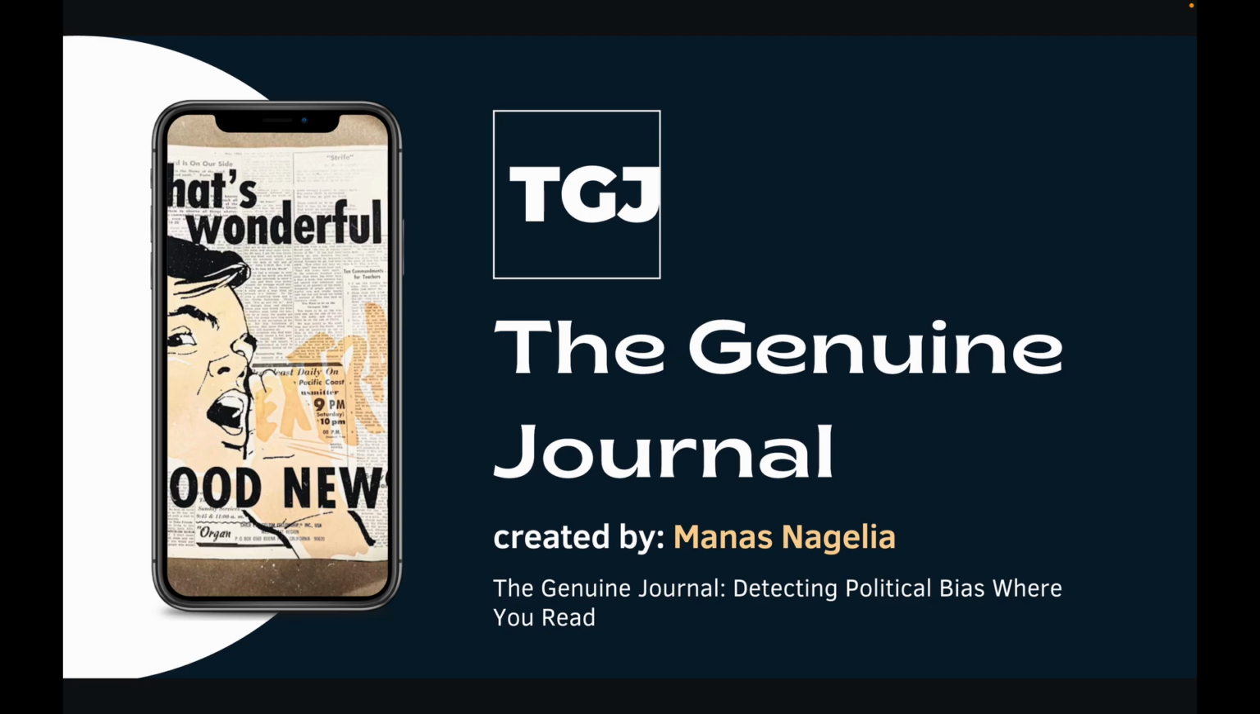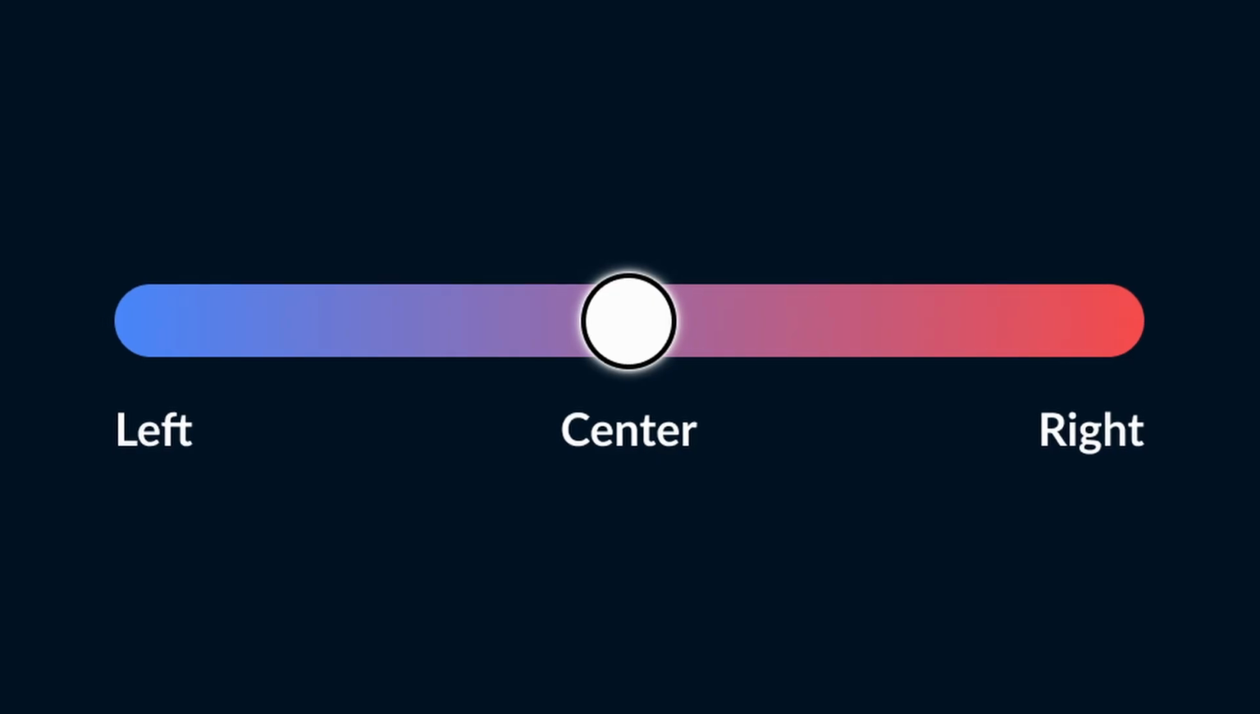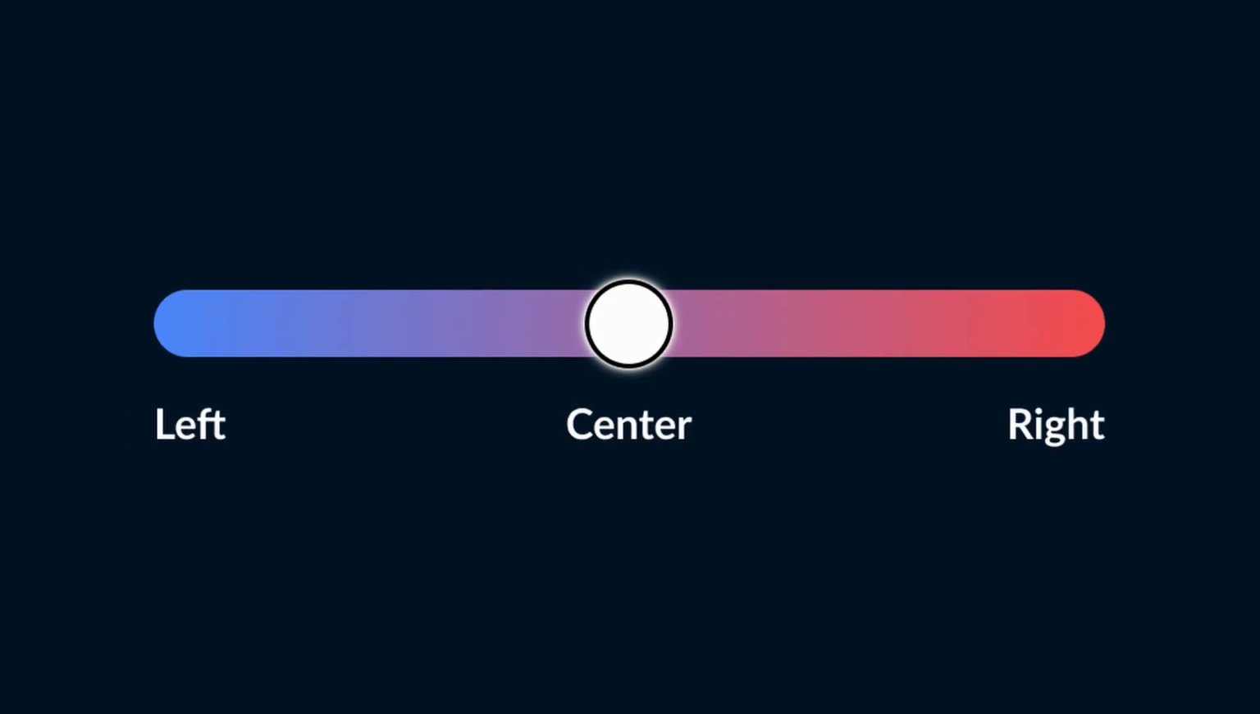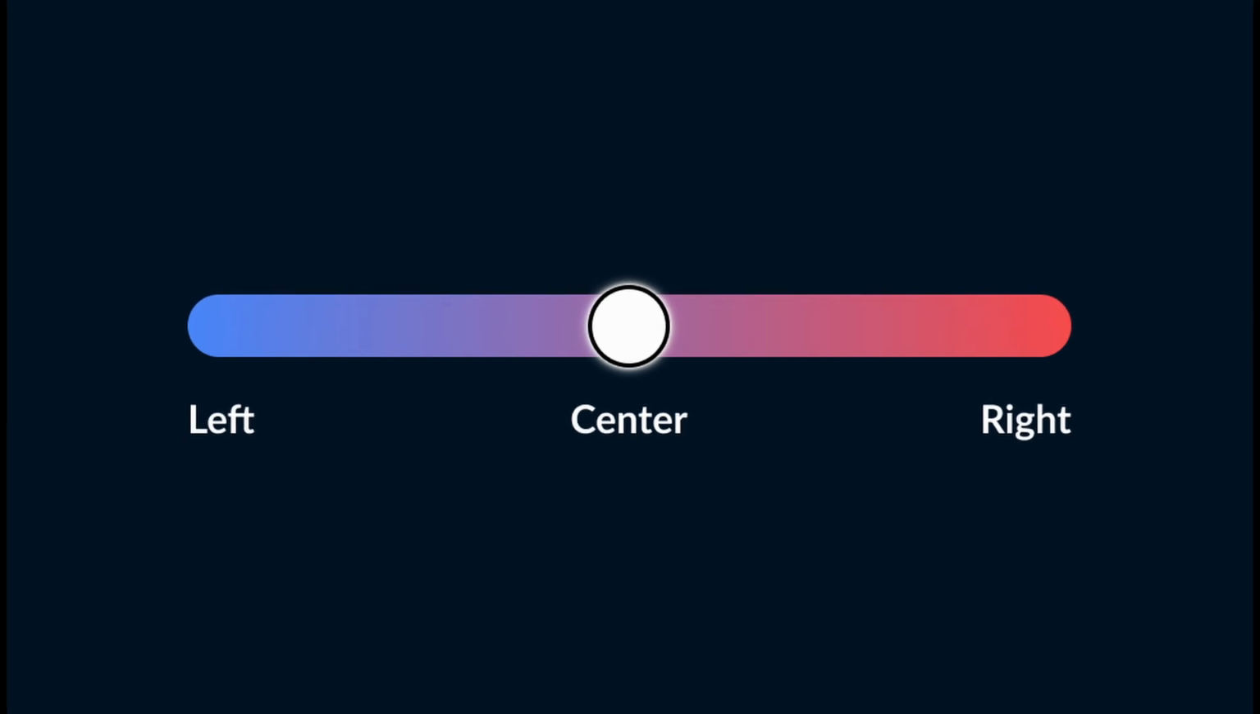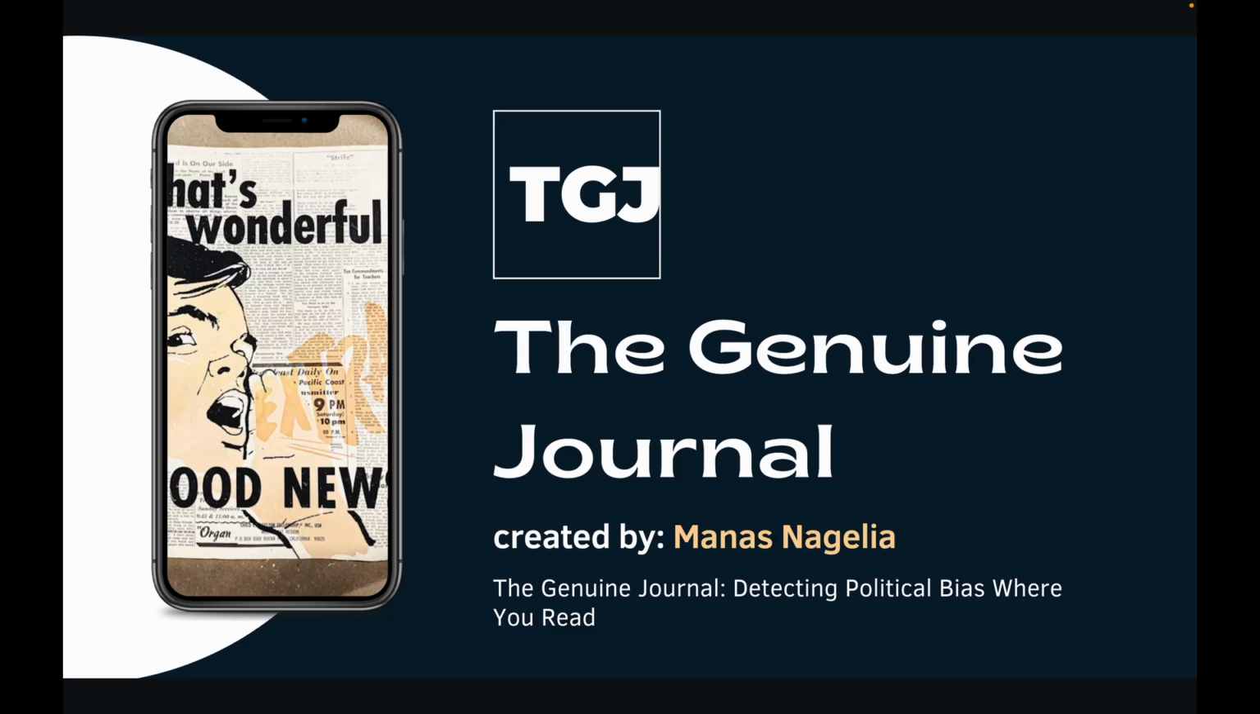Hi, my name is Manas Nagalia, and for the Congressional App Challenge, I built a browser extension called the Genuine Journal. This automatically detects the political bias of any news article you're reading and shows a simple, easy to understand rating right there on the page.